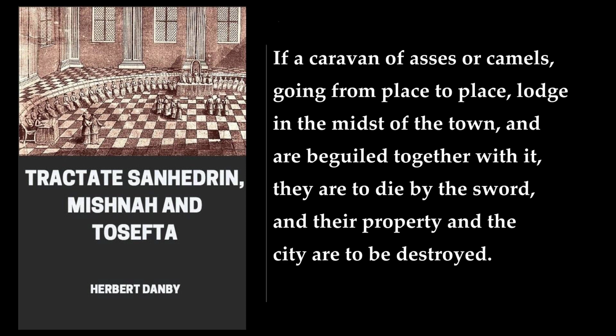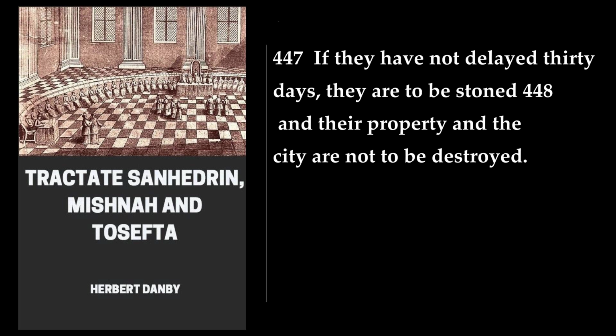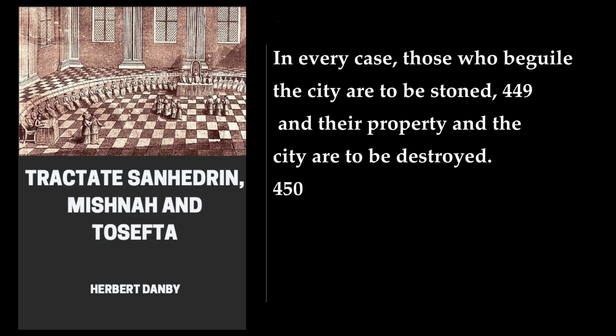2. If a caravan of asses or camels, going from place to place, lodge in the midst of the town, and are beguiled together with it, they are to die by the sword, and their property in the city are to be destroyed. For 47 if they have not delayed 30 days, they are to be stoned 448 and their property and the city are not to be destroyed. In every case, those who beguile the city are to be stoned, 449 and their property and the city are to be destroyed.